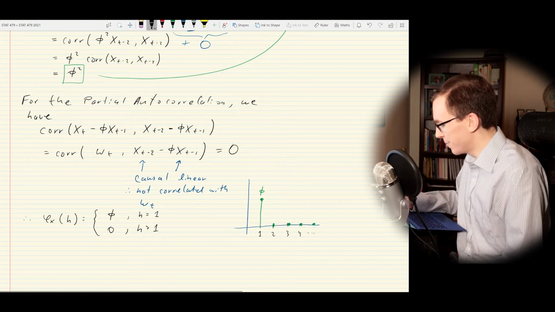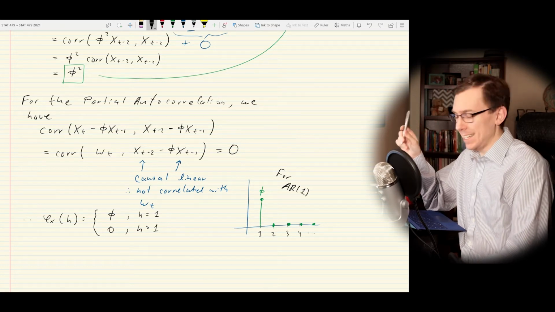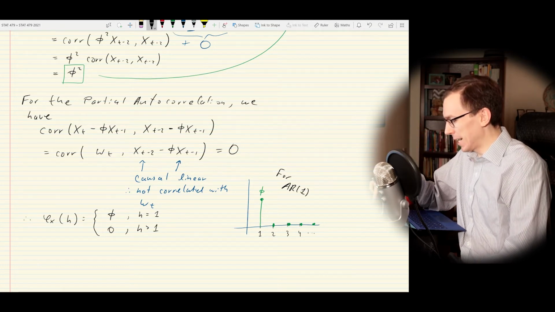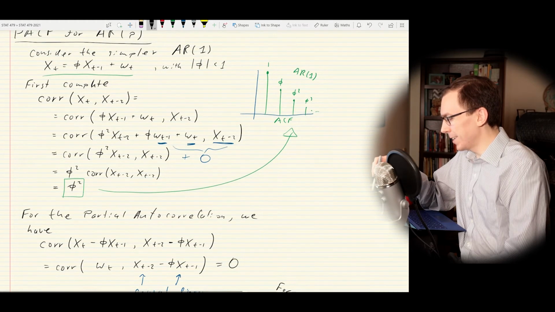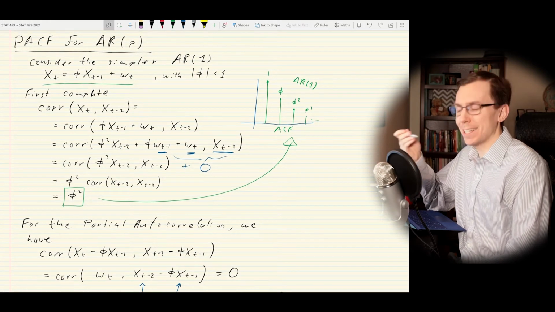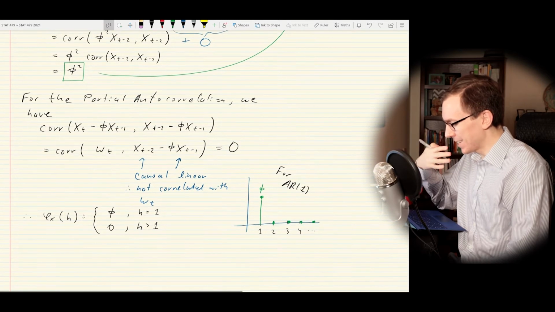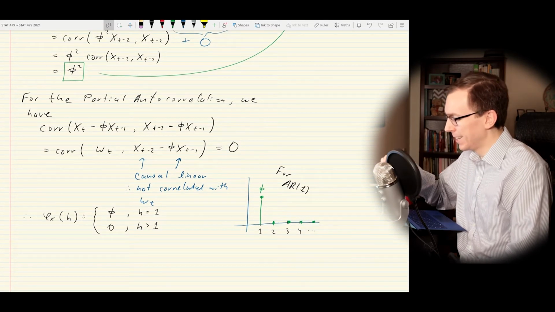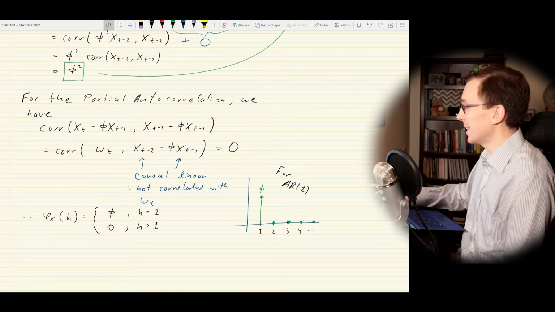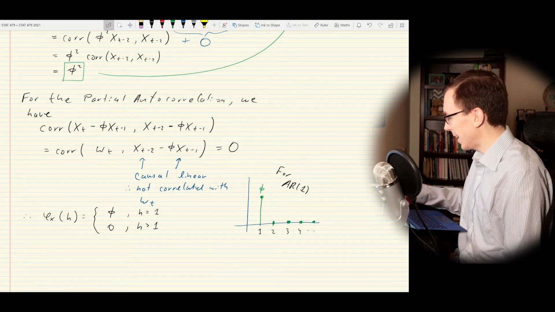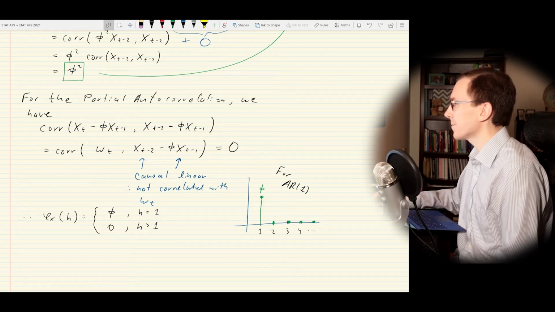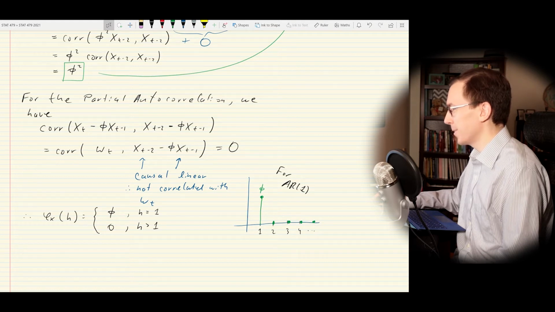This is, again, for the AR1. That's kind of neat, because we're not going to get all this extra junk in here with phi squared and phi cubed and phi whatever. In this case, it's just phi, and then it's just zeros all the way, which is nice. We can use that then to identify the AR1 process. But we probably want to go a little bit further with that.